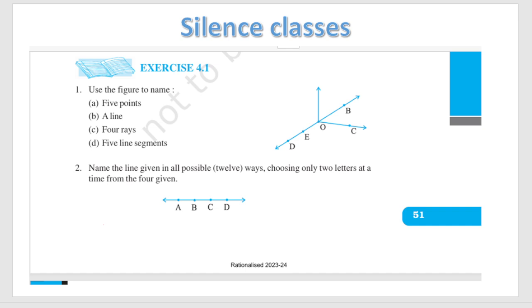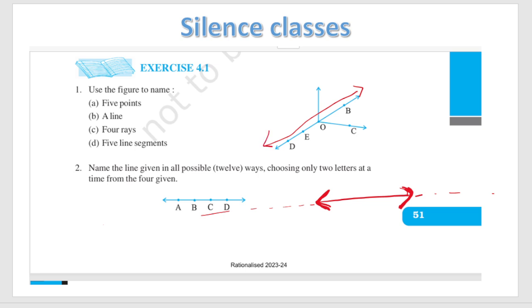As you are seeing in the figure, as I've told you, in a line the ends should be like this. It's like an arrow, which means it will move on further. So if I check, point D, this is a line, because both ends have arrows.